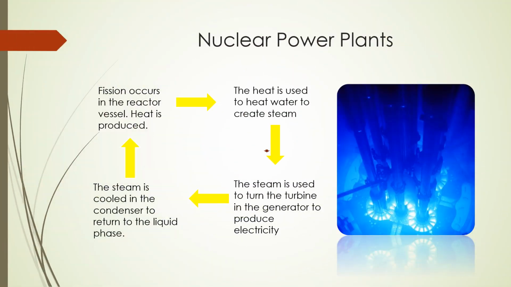So fission in the reactor vessel, we get heat. Use the heat to heat the water. We get steam. Use the steam to turn the turbine and run the generator. Produce electricity. Excess steam, cool it back down in a cooling system. The name is condensation, turning the steam back into water, and then use it again.